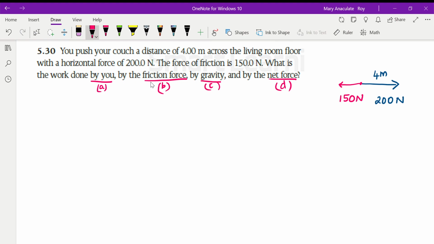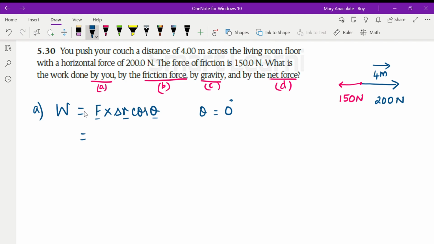So let's see it step by step. For part A, let's identify. For work done, we need force times delta r times cosine theta. So you need to know the force, the displacement, and the angle between force and distance, right? In the first case, work done by you. The applied force is 200, and 4 meters is in the same direction. So in this case, theta is 0 degrees because the force and the distance are parallel to each other, correct? Displacement is in this direction, force is also in this direction.